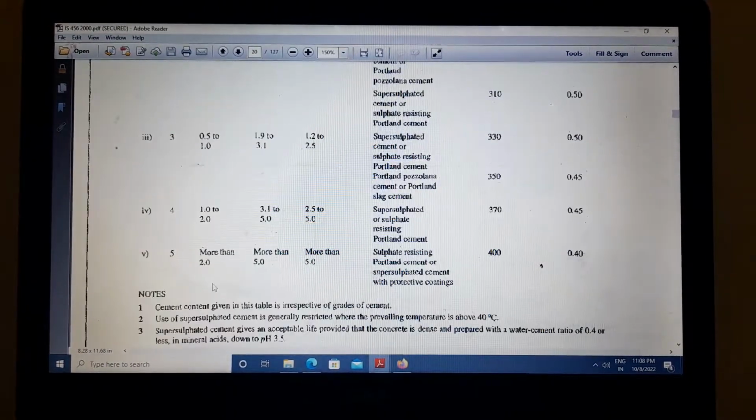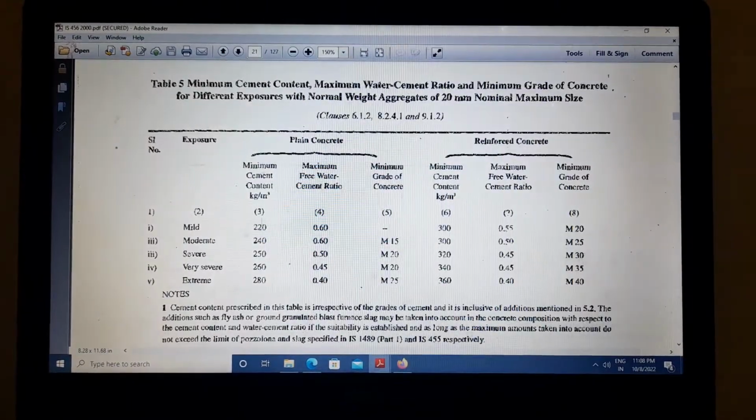And we'll go to table 5. In table 5 they have given the minimum cement content, maximum water cement ratio and the minimum grade to be used for the type of exposure condition. You can see that this is plain concrete, that is PCC, and this is reinforced concrete. Currently our design is for reinforced concrete and our condition is severe. So you should use the minimum cement content of 320 and maximum water cement ratio of 0.45 and minimum grade of concrete is M30.